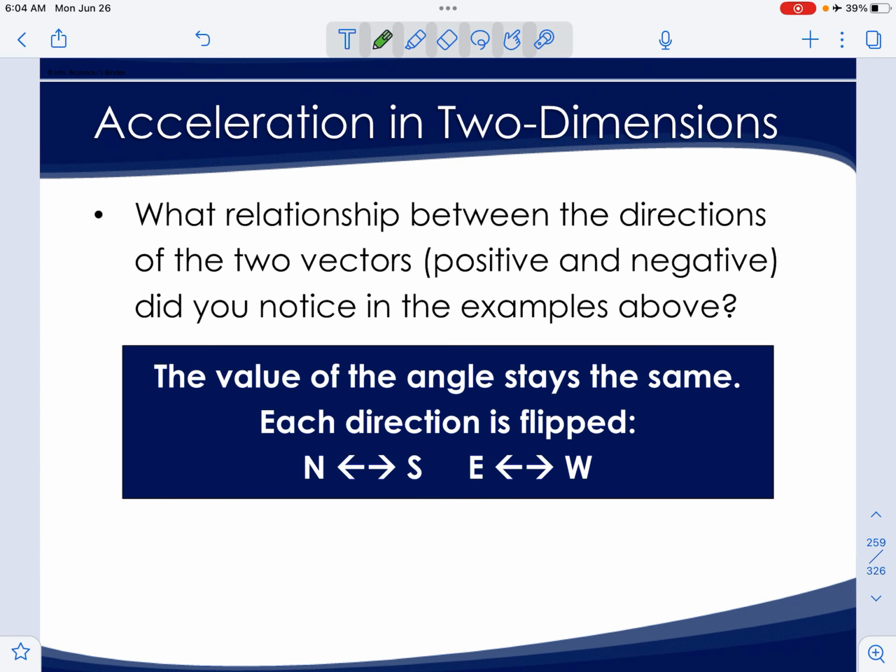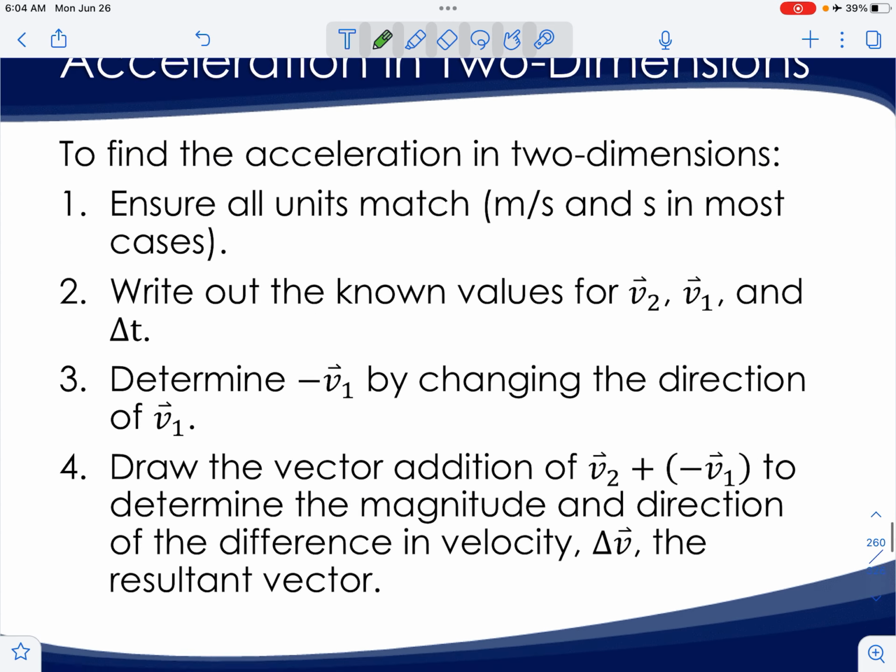Okay, what relationship between the directions of the two vectors, positive and negative, did you notice in the examples above? So the value of the angle stays the same. Each direction is flipped. So north goes to south, east goes to west when you're doing the negative version.